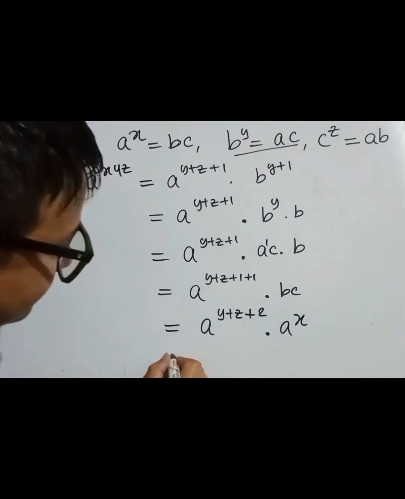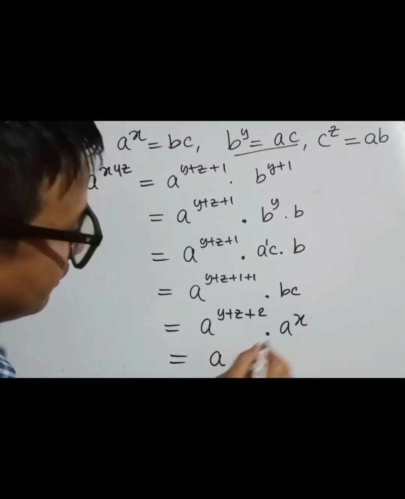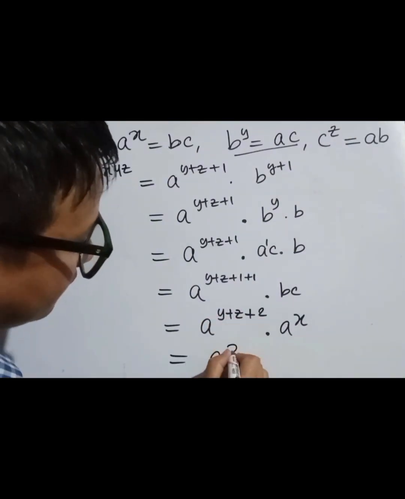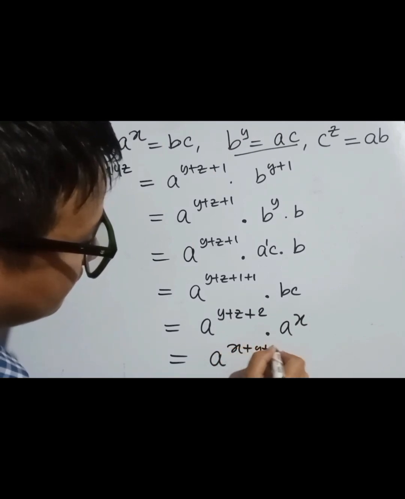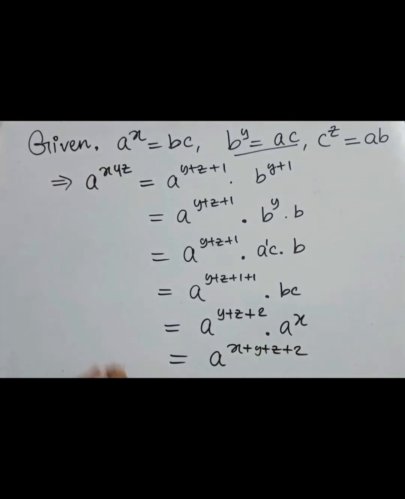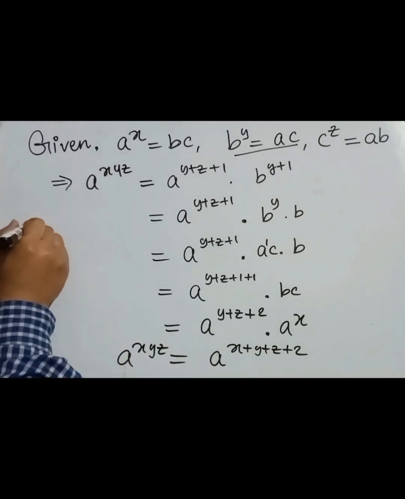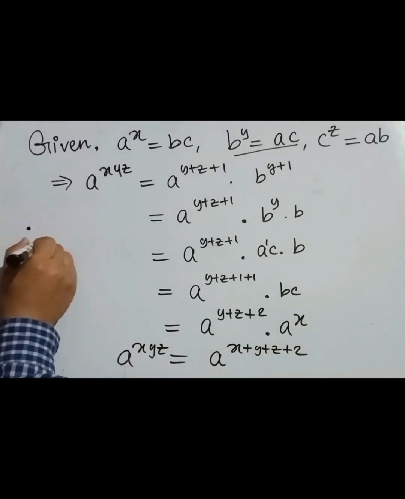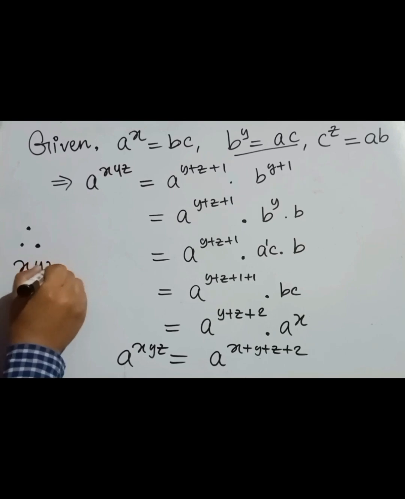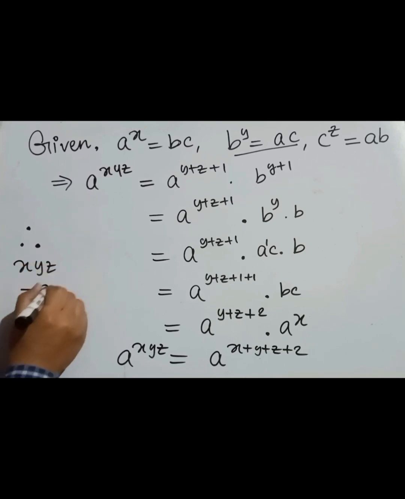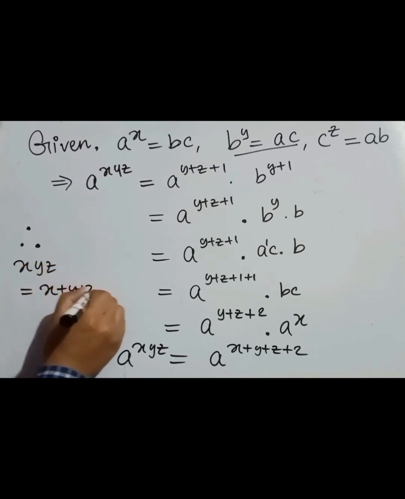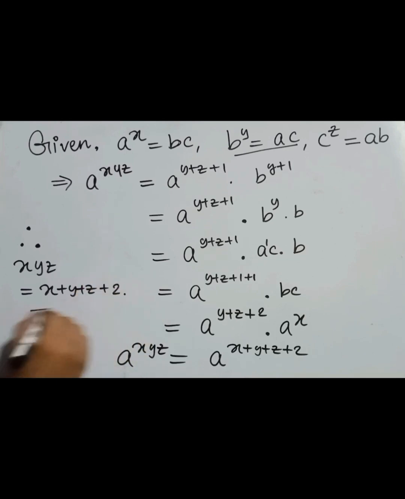Again, we have to multiply these two expressions with the same base, so their exponents will be added, so it becomes x plus y plus z plus 2. And the left hand side is a to the power x into y into z. Now these two expressions are equal and they have same base. Now we can conclude that their exponents are also equal, that is x into y into z is equal to x plus y plus z plus 2. Hence it is proved.